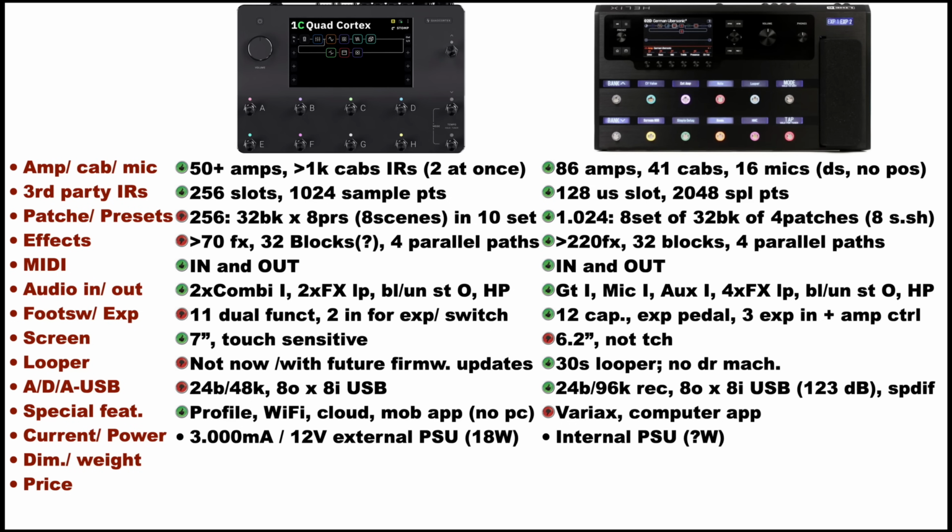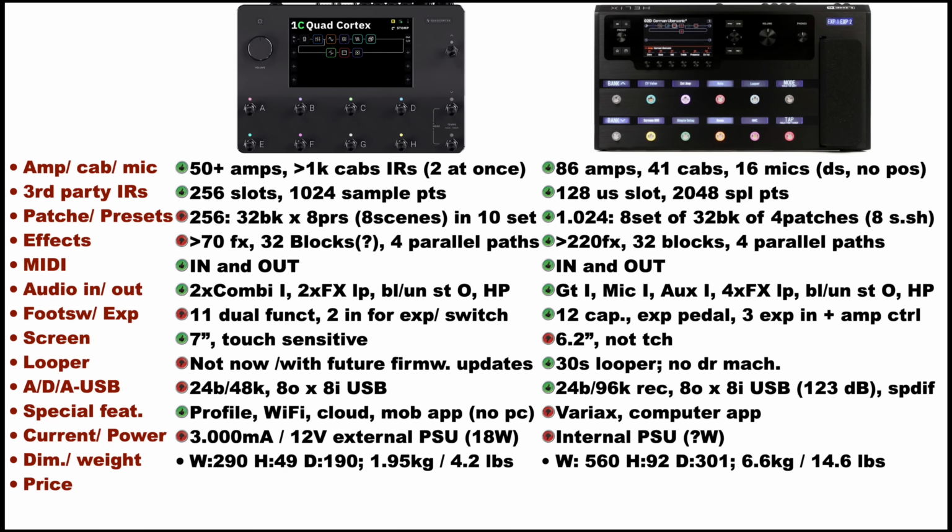Then we have the power needs, where the Helix has an internal PSU and the Quad Cortex has an external one. The Quad Cortex draws 18 watts of power, and unfortunately I was not able to find this info related to the Helix. But I would give a thumbs down to both of them, as neither of the two offers a power out to feed external effects. You know, both units offer the possibility to connect external effects, and it would be nice to also have the possibility to power them up without having to use an external power brick.